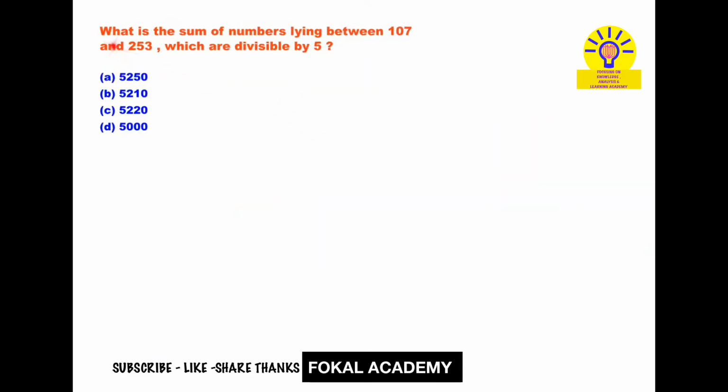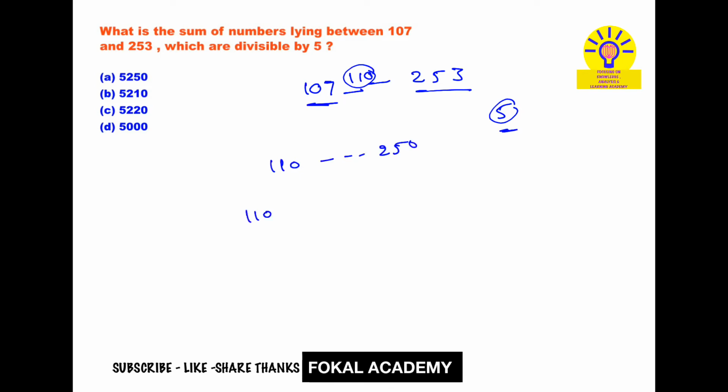See the problem. What is the sum of the numbers lying between 107 and 253 which are divisible by 5? Okay, so from 107 to 253, which are divisible by 5. So 107 is not divisible, so the nearest is 110. 253 is not divisible, 252 also not divisible, so up to 250. So these numbers are divisible by 5, that is 110, 115, 120, and so on up to 245, 250.